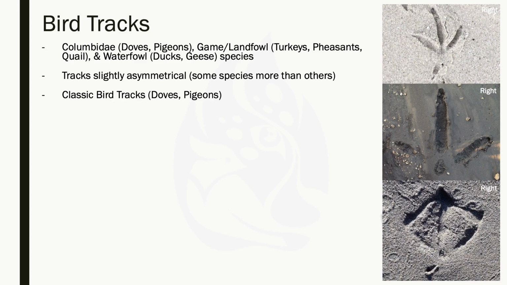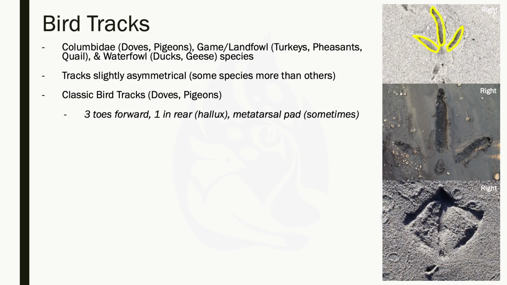So the first we're going to focus on, at the top here, are what's known as classic bird tracks, and those are your doves and your pigeons. And they have 3 toes in front, and we can see those clearly here. So if you drew a line in the middle of the track going horizontal, you would see that there's 3 toes above that line, okay? And then actually we'll notice that below, there's 1 toe that points to the south, if you will, and that's known as the hallux.